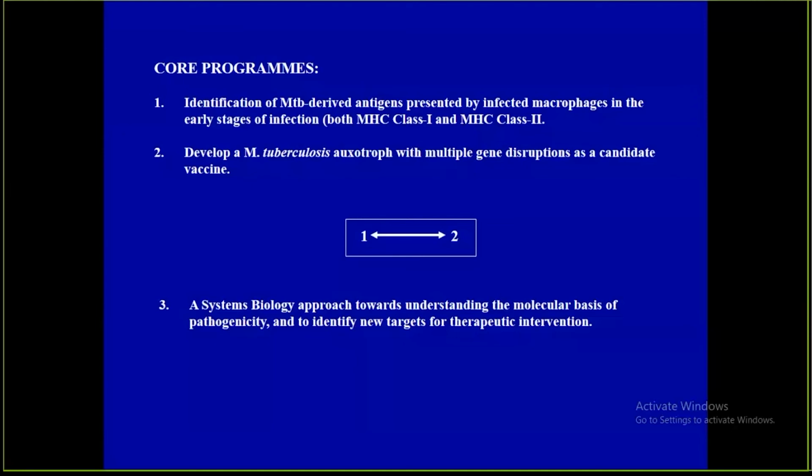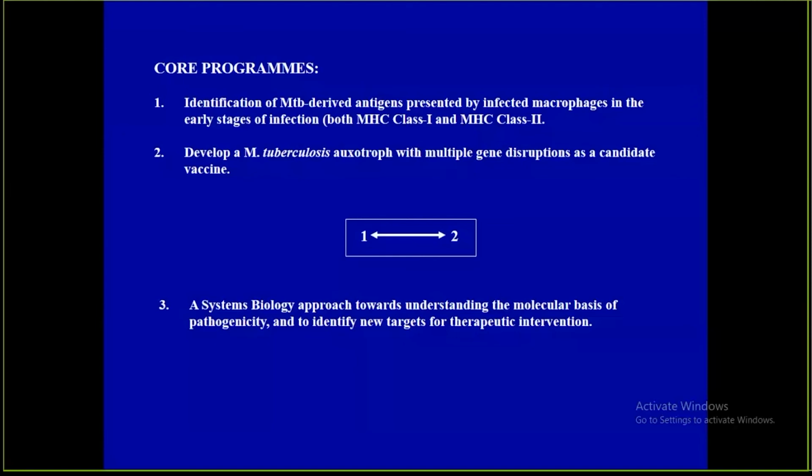early stages of infection, in the context of both MHC class 1 and class 2. This work was again done at ICGV. It has taken a long time. I think it is still going on. You may be surprised. I don't know if it's still going on, because those people have retired now. I'm not so sure, because I'm out of touch with the literature for the last few years.